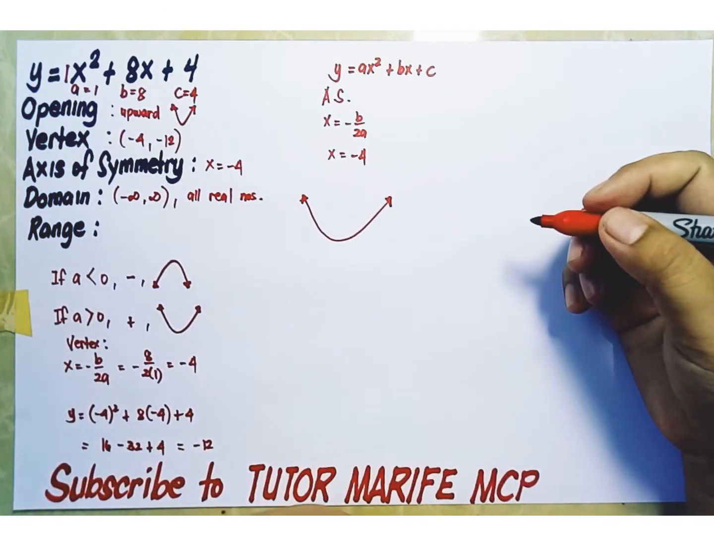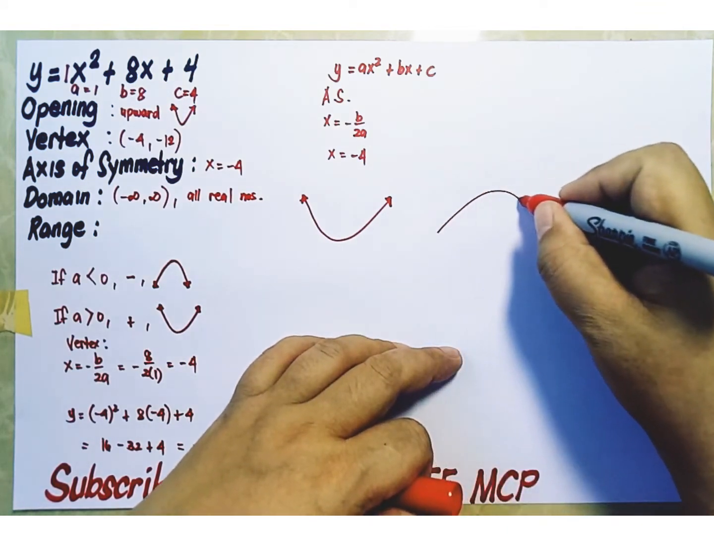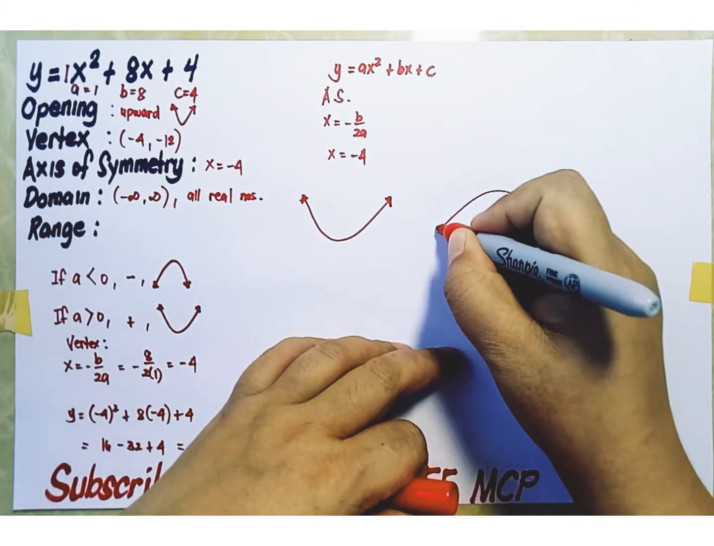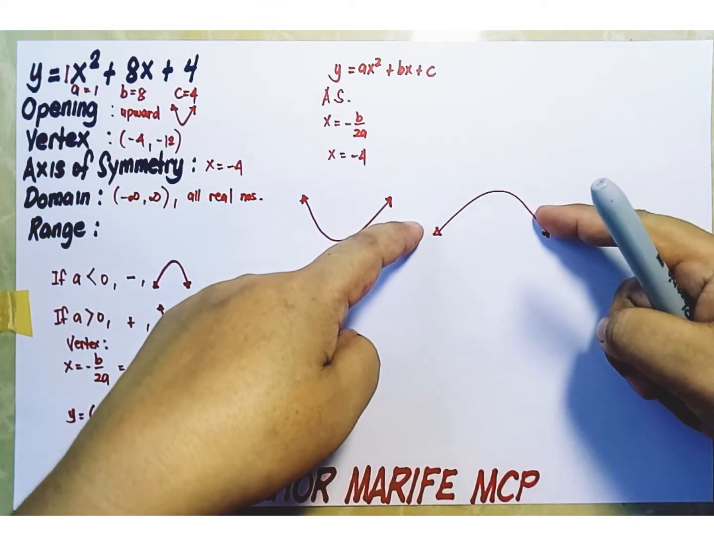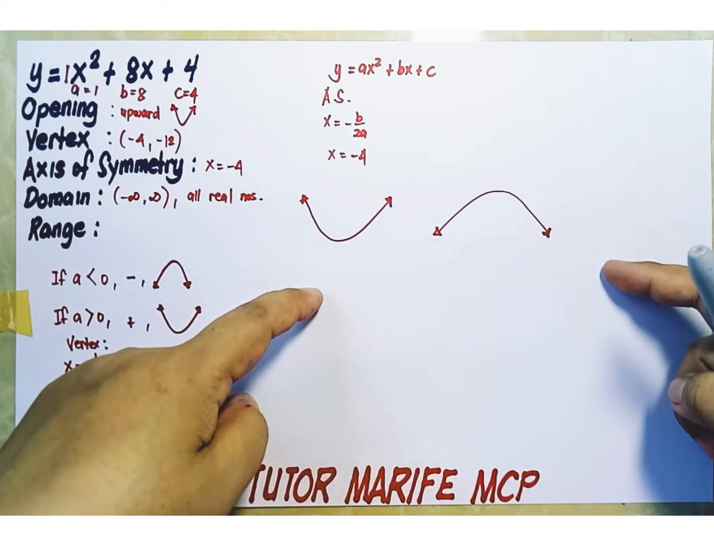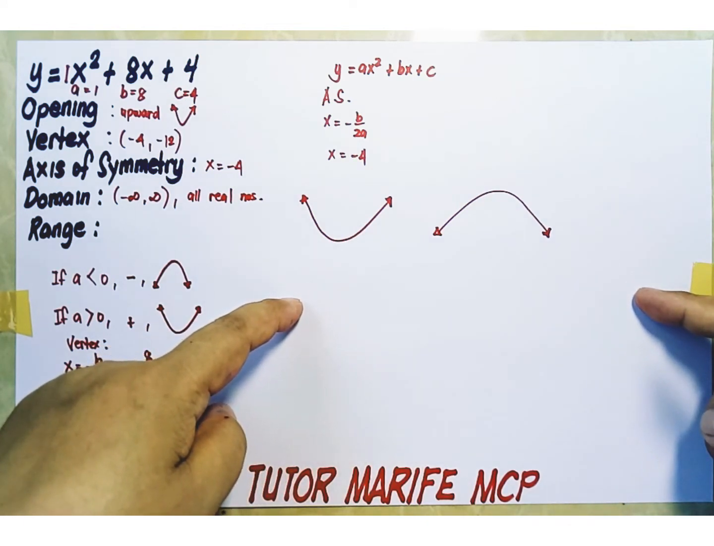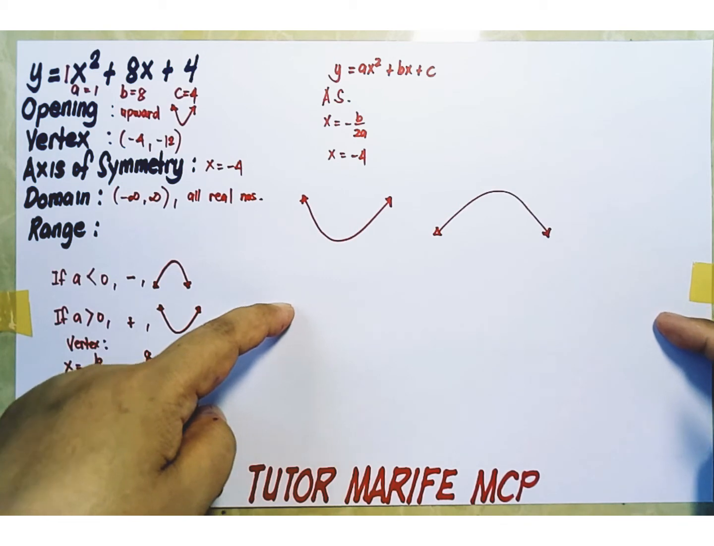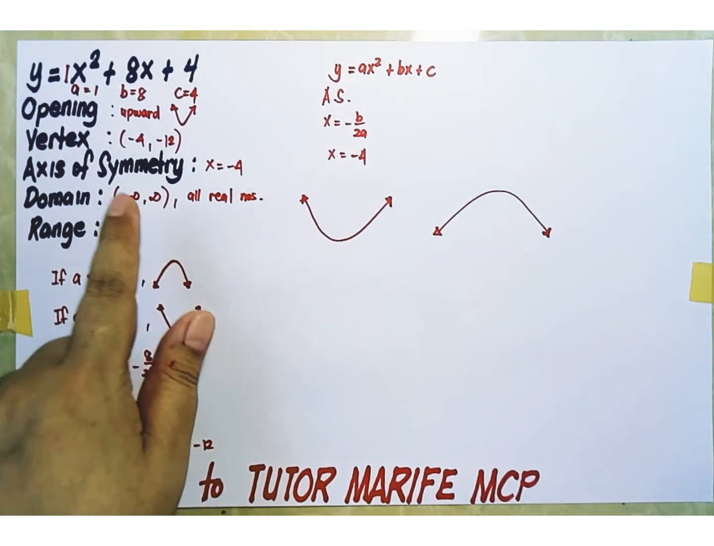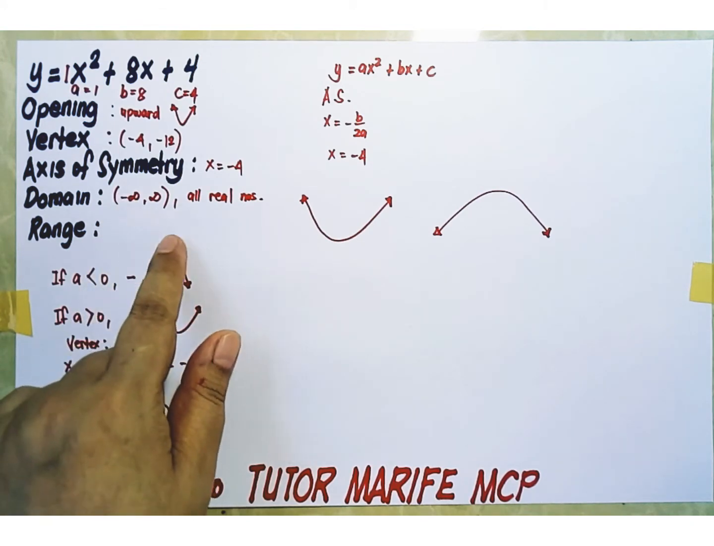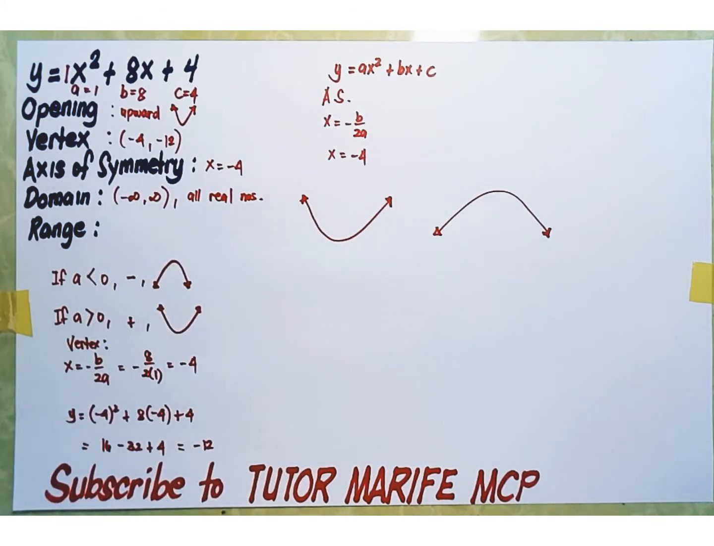The behavior of a parabola that opens downward is also the same. It keeps on expanding to the left towards negative infinity and keeps on expanding to the right towards positive infinity. Therefore, regardless of the opening of the parabola, the domain is always from negative infinity to positive infinity, or all real numbers.